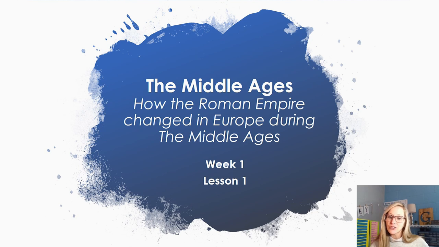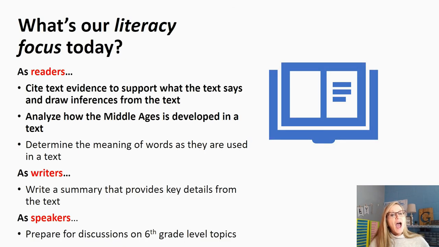Today, we will be learning about the Middle Ages, specifically how the Roman Empire changed in Europe during the Middle Ages. As we learn about the Middle Ages, we're going to be really thinking about how we can develop ourselves as readers, writers, and speakers. As readers, when we look at all our information, we're going to cite evidence to support a lot of questions that we're going to have about the text. In addition, we're going to analyze how the Middle Ages was developed and discussed throughout the text. We're also going to take a look at some important key vocabulary words to help us understand this time period better. Then we're going to take all of this information that we learned today, and as writers, we're going to write a summary that provides the key important information from the text. And lastly, why are we doing this? Well, because as speakers, it's our role to prepare for discussions on sixth grade level topics.